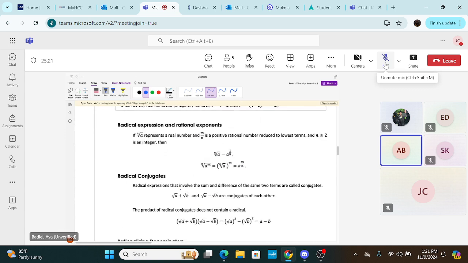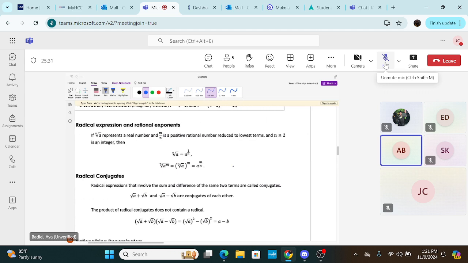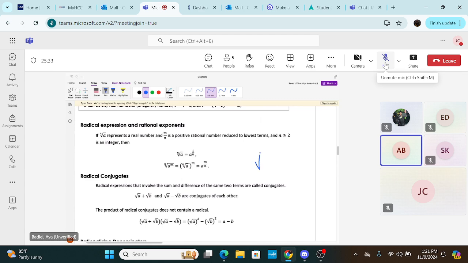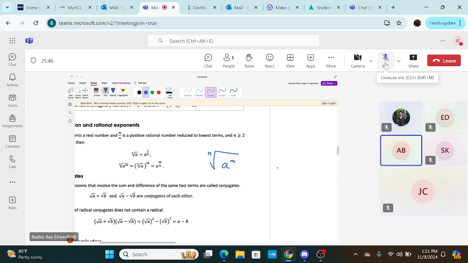It says if you're having the nth root of a, and m over n is a positive rational number reduced to lowest terms, and n is an integer greater than 2. So basically what it means is that you have the nth root of a to a power of m. n is going to be your index. a to a power of m is going to be your radicand.